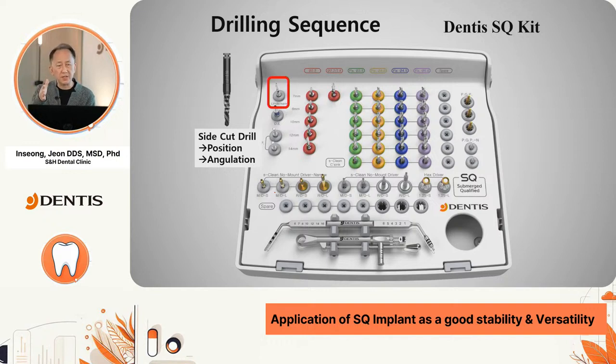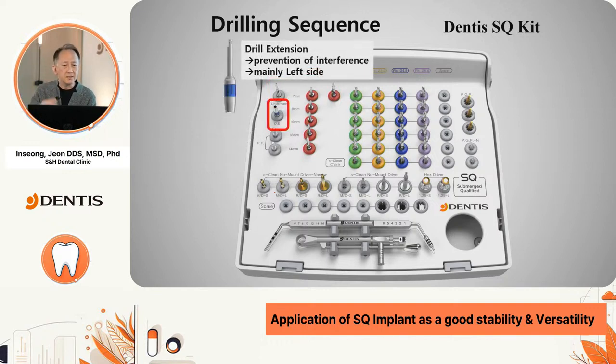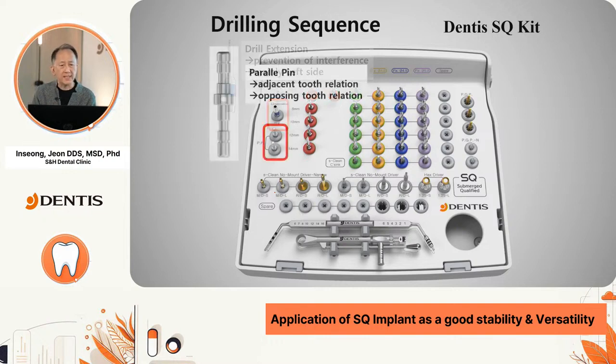You know the meaning of the side cut drill. And then the drill extension, usually you can use on the left side. And then this is the paralleling pin. During the drilling, you can check the implant angulation, adjacent tooth or opposing dentition.